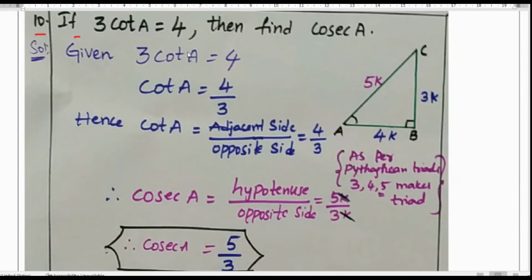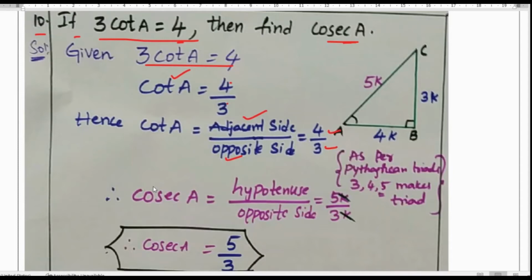10th question. If 3 cot A is equal to 4, then find cosecant A. So we know that cot A is 4 by 3. If 3 cot A is equal to 4, then find the value of cosecant A. Obviously cot A will become 4 by 3. The formula for cot is adjacent by opposite, which is 4 by 3.